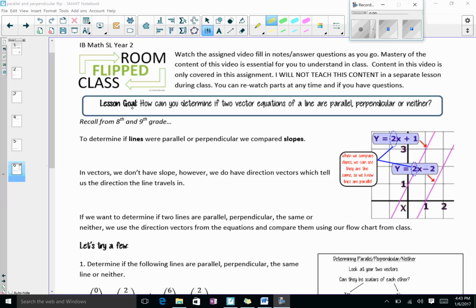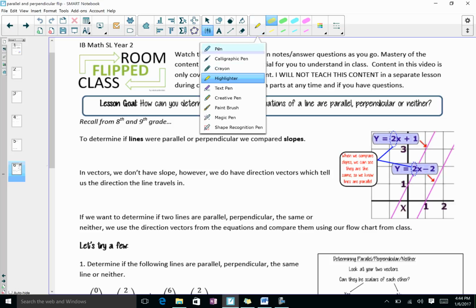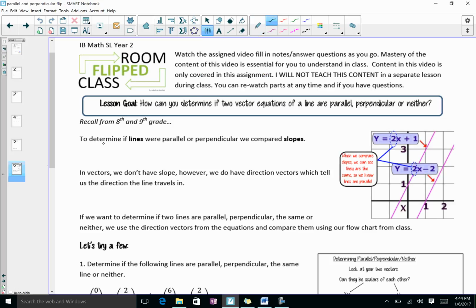In this video, we're going to answer the following learning goal question. How can you determine if two vector equations of a line are going to form parallel, perpendicular, or no relationship between them? Think back to your 8th grade and 9th grade math classes when you learned about lines.